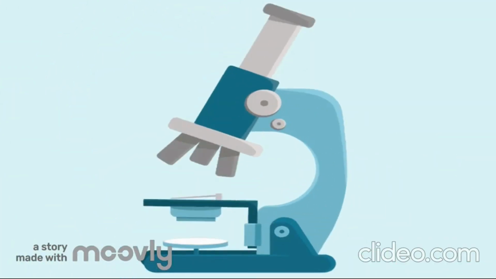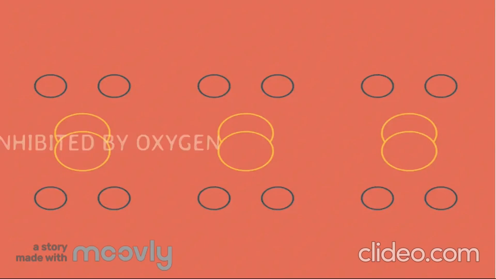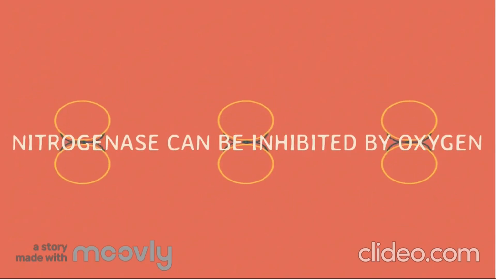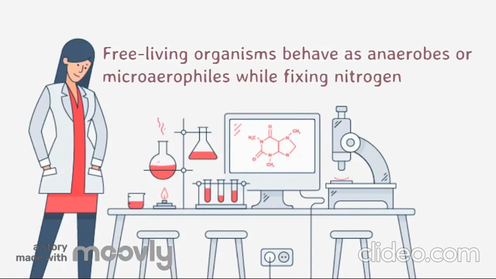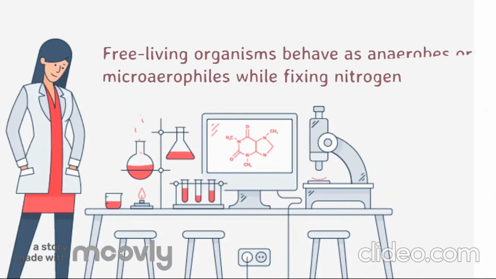Now, let's delve into how the bacteria work. Since nitrogenase can be inhibited by oxygen, these free-living organisms behave as anaerobes, which are organisms that do not require oxygen for growth, or microaerophiles, which are microorganisms that require oxygen to survive, but require an environment containing lower levels of oxygen than the atmosphere while fixing nitrogen.